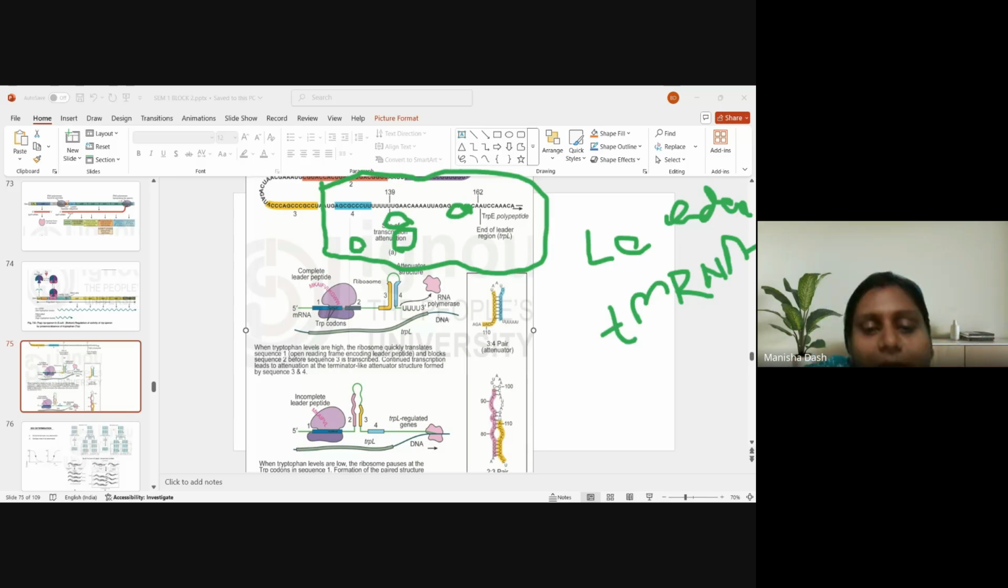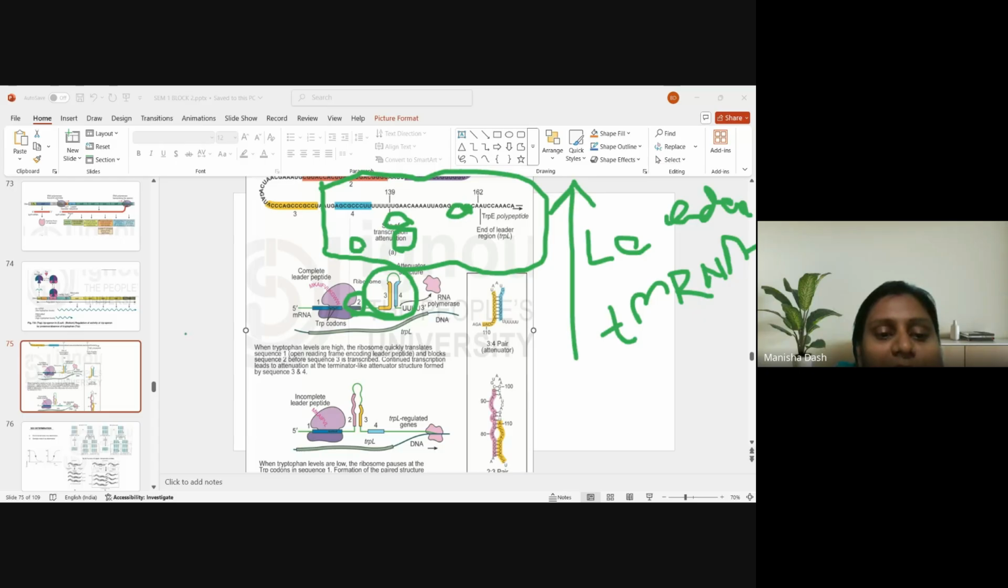So what happens now when the tryptophan is more in the medium, or the tryptophan concentration is high? Tryptophan at the high concentration stops the synthesis of the polypeptide 2. Okay. Now, because of this incomplete synthesis of polypeptide 2, the 3 and 4 cannot be transcribed, and they will form a hairpin kind of structure like this.